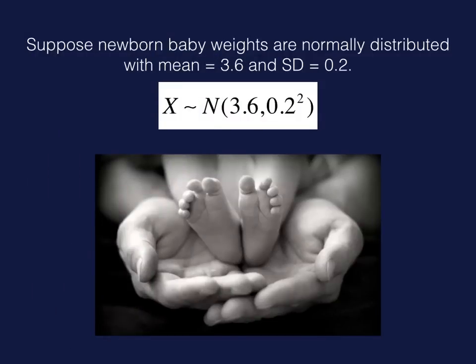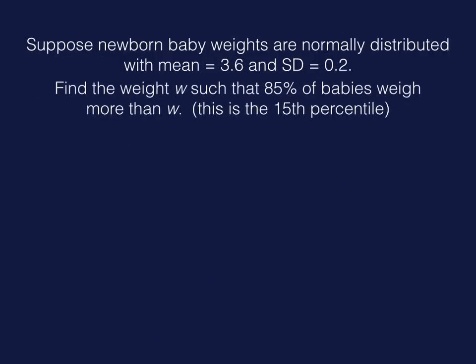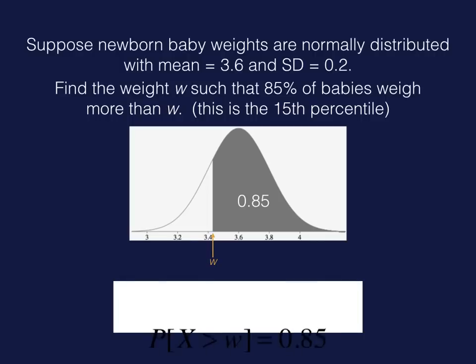All right, so let's say newborn baby weights are normally distributed with a mean of 3.6 and a standard deviation of 0.2. Let's do something about percentiles. I want to find the 15th percentile, which is a number W such that 85% of babies weigh more than W. So the picture looks like this. There's a number W that we can find such that the area to the right of W is 0.85.